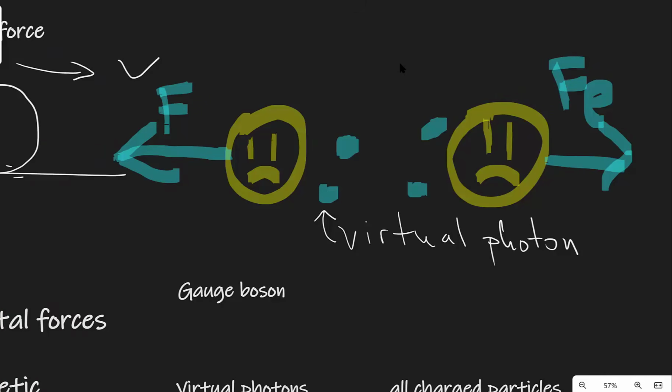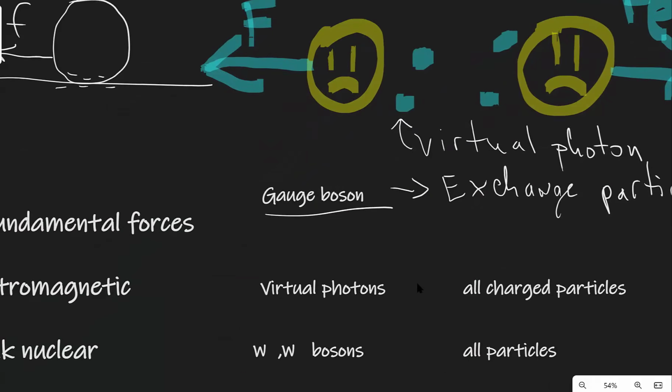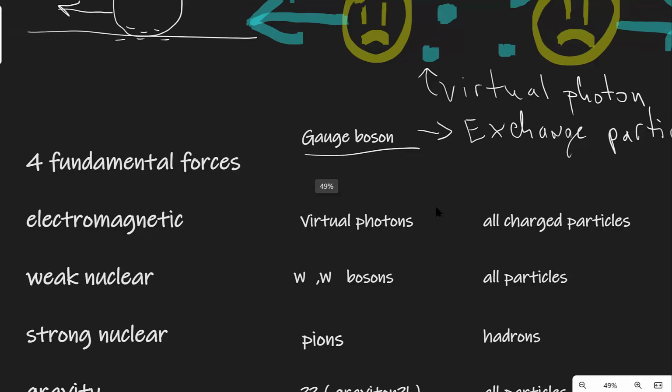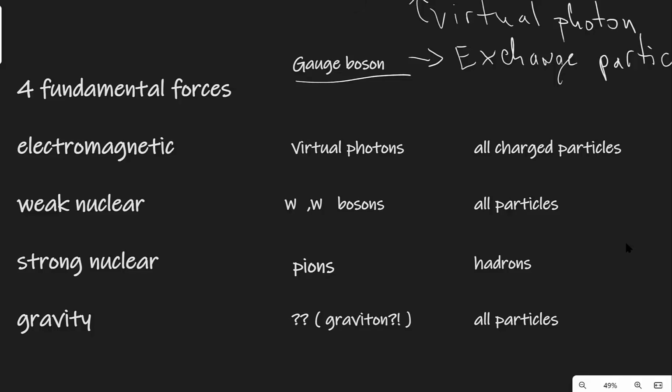Now, an exchange particle for any interaction is known as a gauge boson. So this here is just an example of an exchange particle, and they're different for the interactions that we know, and I've listed them down here. So let's have a look. As we said, for the electromagnetic interaction, the exchange particle or the gauge boson is a virtual photon, and the EM interaction will affect all charged particles.